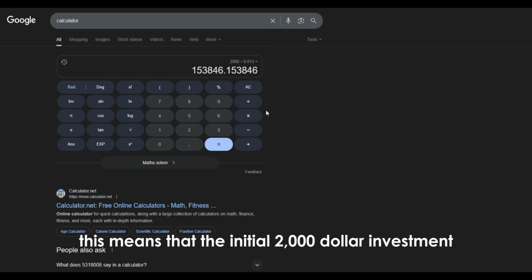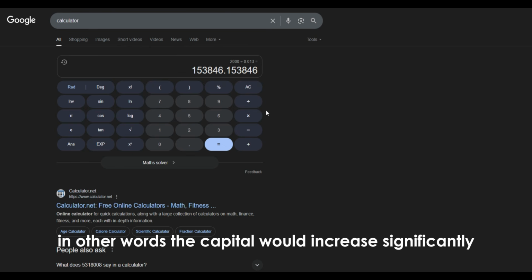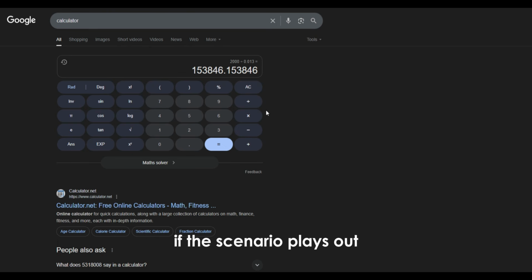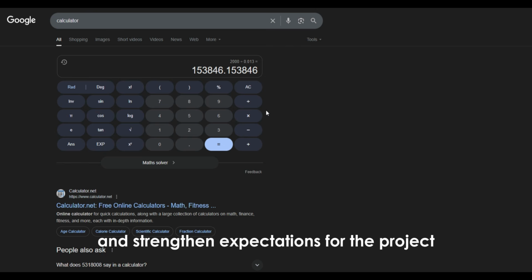This means that the initial $2,000 investment would grow to about 8.46 times its original value. In other words, the capital would increase significantly if the scenario plays out. Multipliers like this boost the investor's motivation and strengthen expectations for the project.